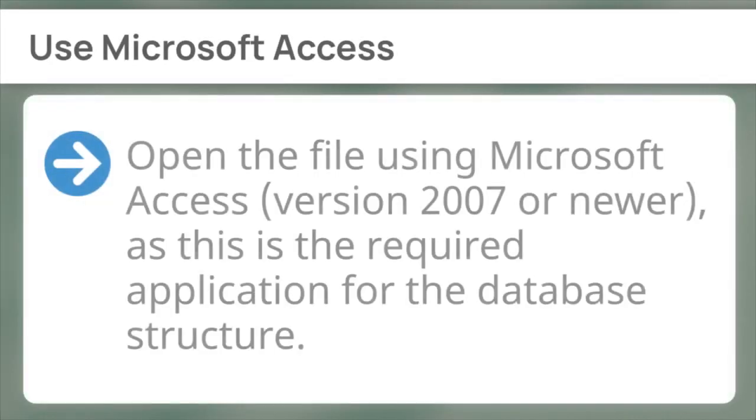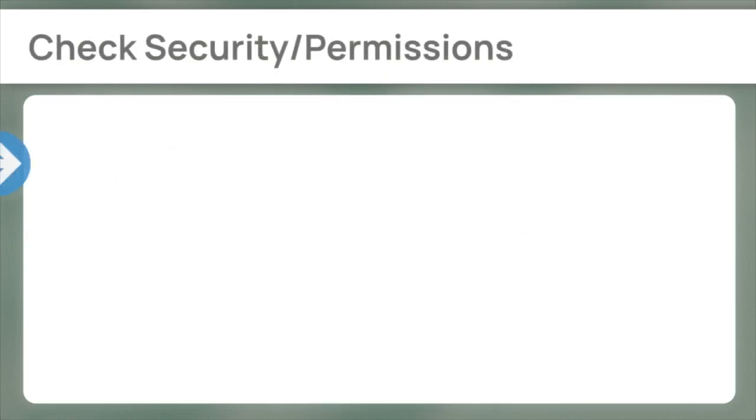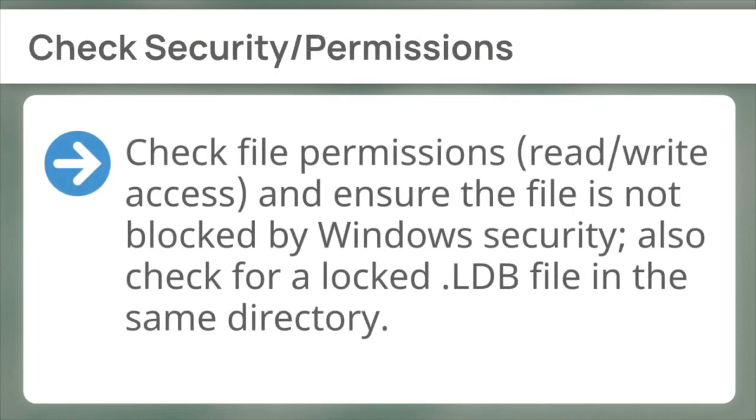First, use Microsoft Access. Open the file using Microsoft Access version 2007 or newer, as this is the required application for the database structure. Next, run Compact and Repair. Open Access, go to Database Tools tab, and select Compact and Repair Database to fix corruption and reduce file size. Finally, check Security, Permissions. Check File Permissions, Read-Write Access, and ensure the file is not blocked by Windows Security. Also check for a locked.ldb file in the same directory.